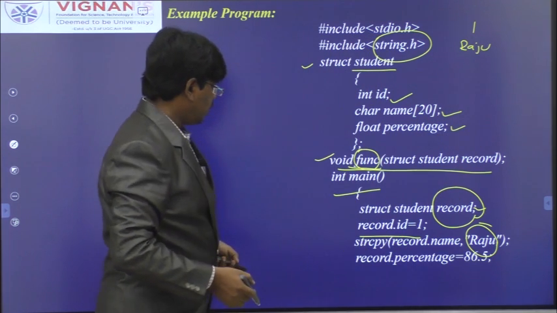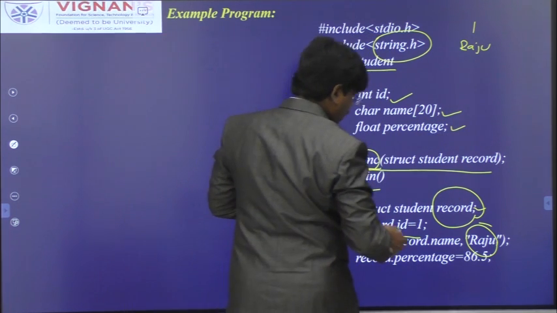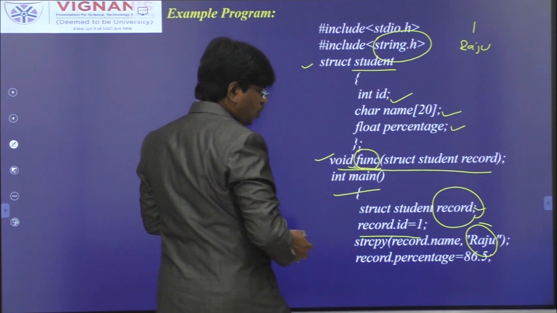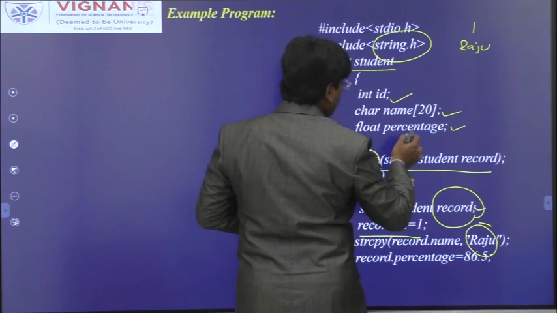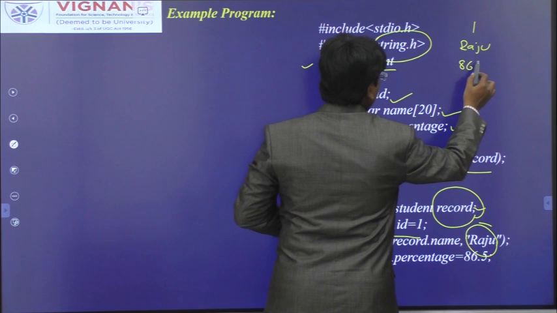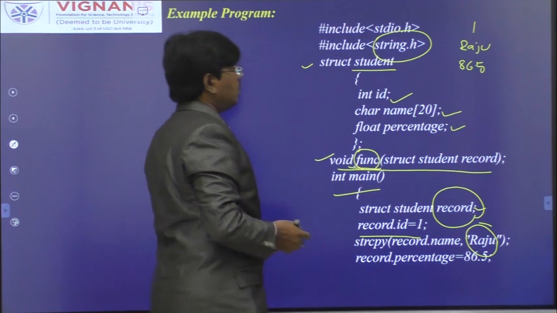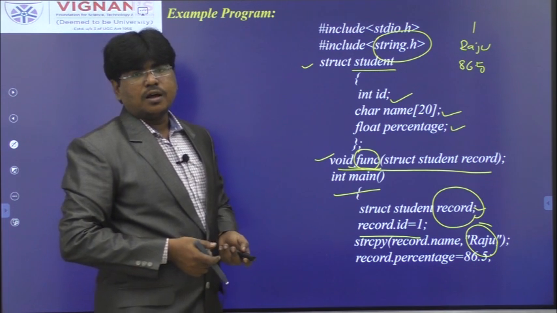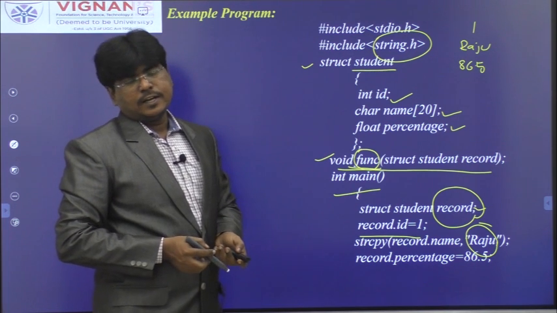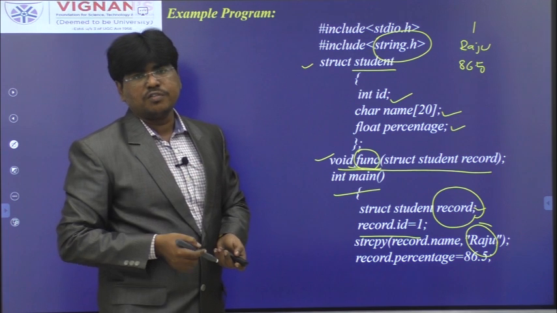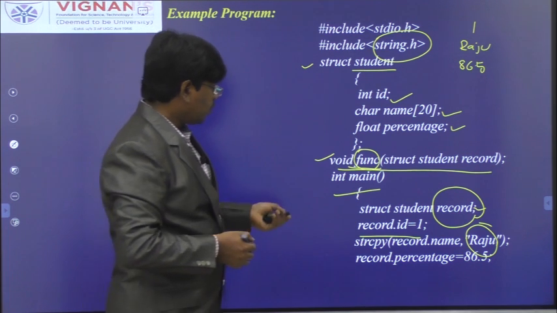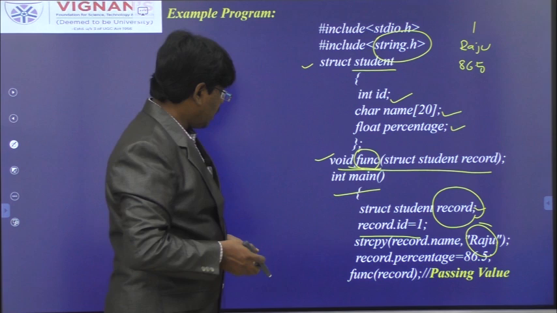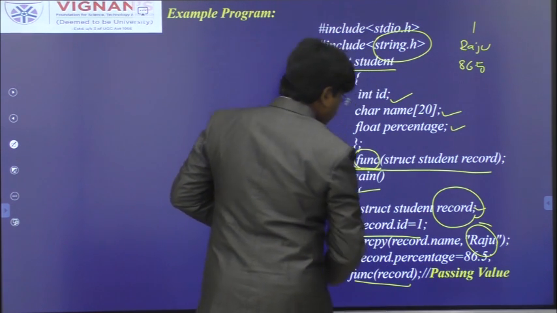After that, record dot percentage. I have directly stored the float value 86.5 into percentage. So these are the marks of percentage. In this way, I have taken one student's information, and I have stored all the members of that student structure directly. Like that, next I have called one function.